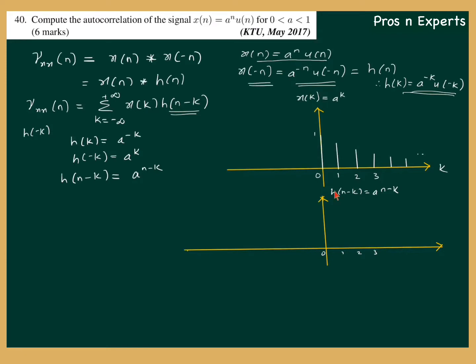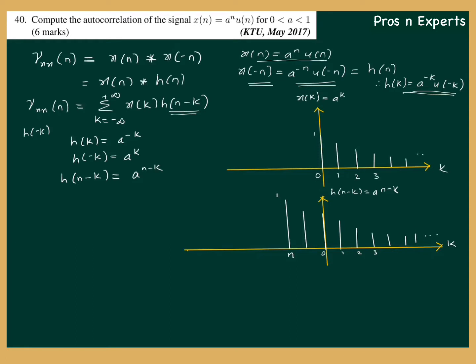I have drawn h of n minus k directly below x of k, in an aligned manner, to avoid any confusion. So we are drawing h of n minus k as the n units shifted version of h of minus k. Okay, this could be h of n minus k. Since h of n minus k is shifted n units, this first sample will be n.